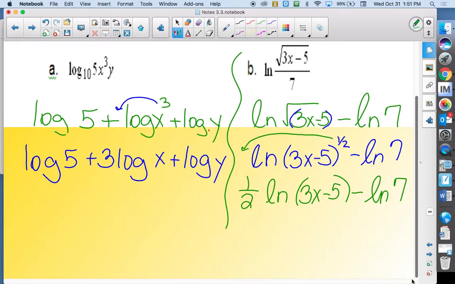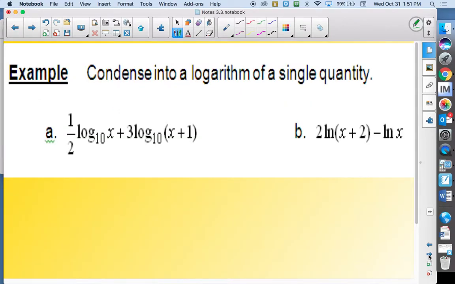So that's called expanding. The last set of questions want you to condense. So we have multiple logs, and we want to pull them together in one log. And that's it. There is not a backside to this note. This is it. Couple examples. So half log base 10 of x, plus 3 log base 10 of x plus 1 in parentheses. And our goal is to condense.